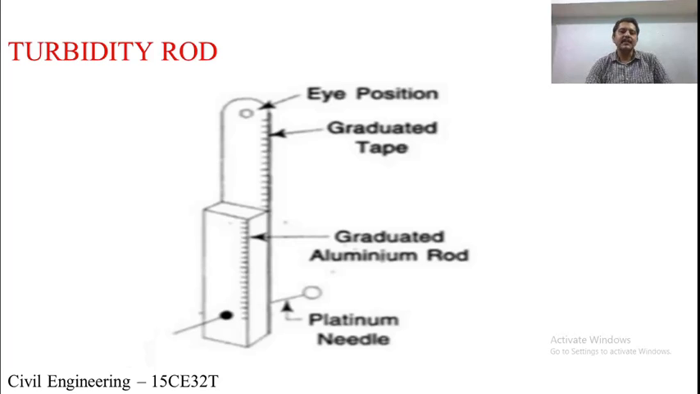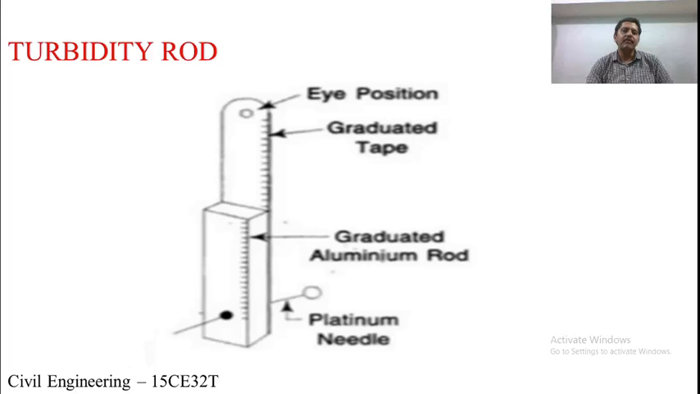So if the water is clear, we can observe the platinum needle. If there is turbidity, then what actually happens is, when you lower the rod to a certain point, this platinum needle is not visible. So that point is noted, and to how much depth this rod is inserted is measured from the graduated aluminum rod. So that indicates the turbidity of the water.